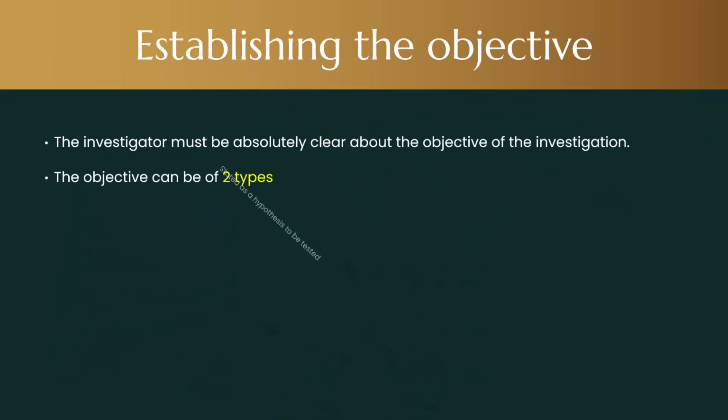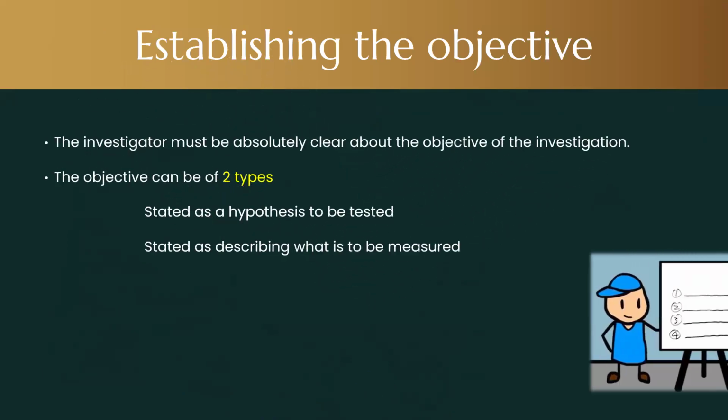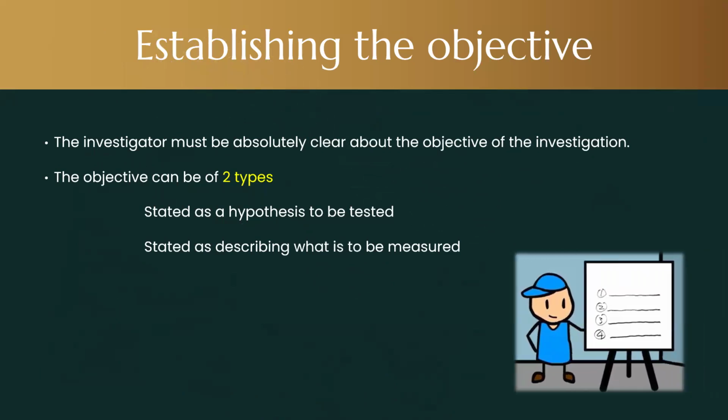Coming to the first step, which is establishing the objective. The investigator must be absolutely clear about the objectives of the investigation. The objectives can be of two types. It can be stated as a hypothesis to be tested, and also it can be stated as describing what is to be measured.